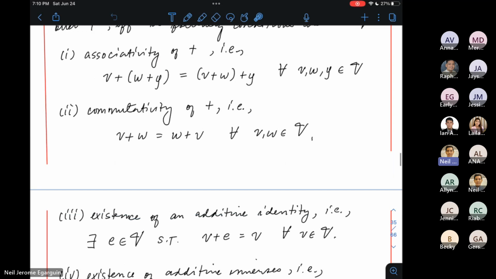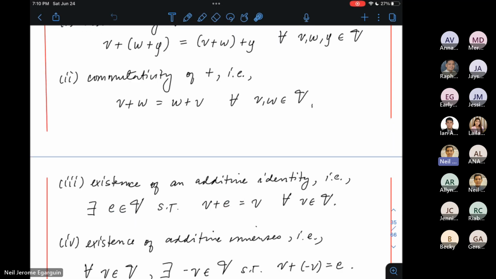Second is commutativity. The ordering doesn't matter. Mali ata yung nasabi ko kanina. The grouping dapat sa associativity. So commutativity, the order doesn't matter under vector addition. So vector V plus W must be equal to W plus V. Dapat totoo to sa lahat for all V and W in capital V.